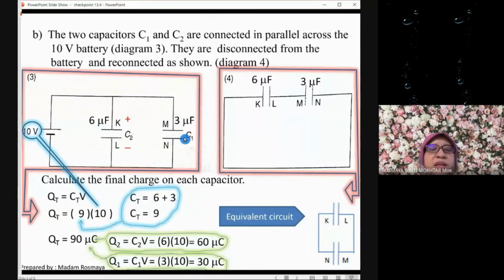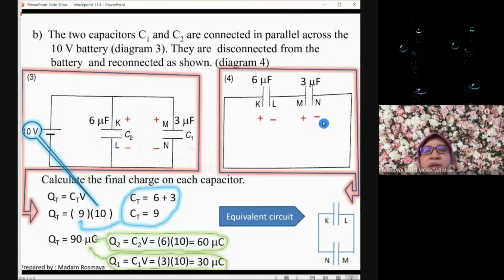Then for C1, terminal of the capacitors for C1, refer to the terminal of the battery. This is the terminal positive. So M will be positively charged and therefore N will be negatively charged. So the terminal of the capacitor 1 will be like this, M positive and N negative. Now transfer to here: K positive, L negative, M positive and N negative. If you transfer here you can see clearly that it's not the same as before.